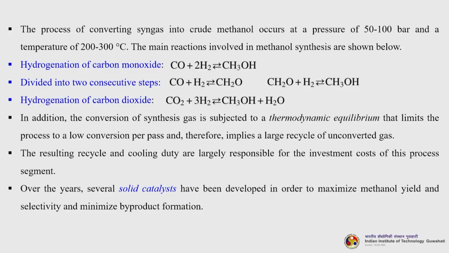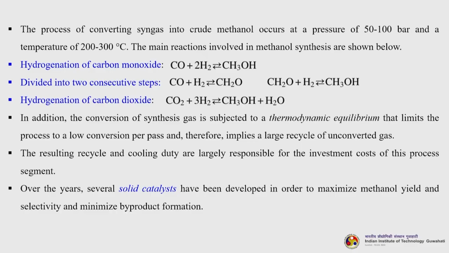The main reactions involved in methanol synthesis are shown below. The first one is hydrogenation of carbon monoxide. So, carbon monoxide plus 2 hydrogen gives us methanol, then it is divided into 2 consecutive steps. So, carbon monoxide plus hydrogen gives us formaldehyde, formaldehyde plus hydrogen gives us methanol. Again the last one, hydrogenation of carbon dioxide. So, carbon dioxide plus 3 hydrogen gives us methanol plus water. You have to understand that all these reactions are happening simultaneously.